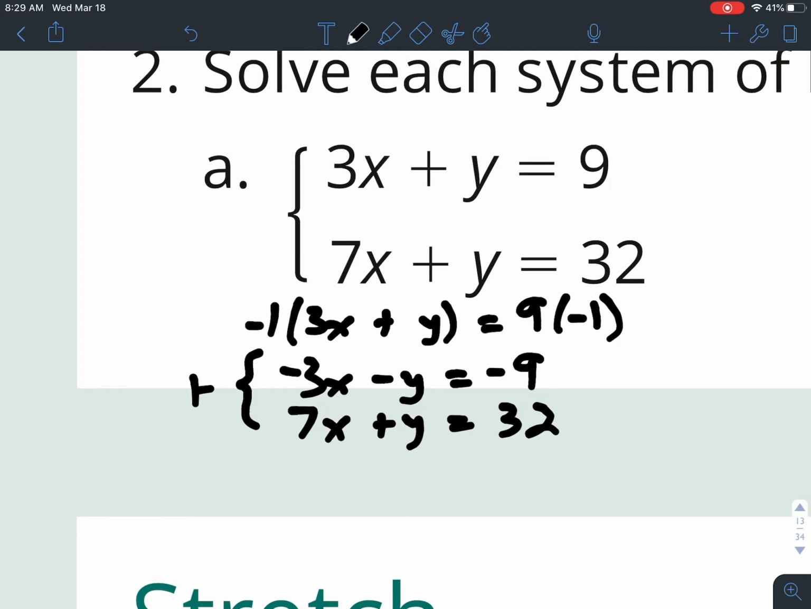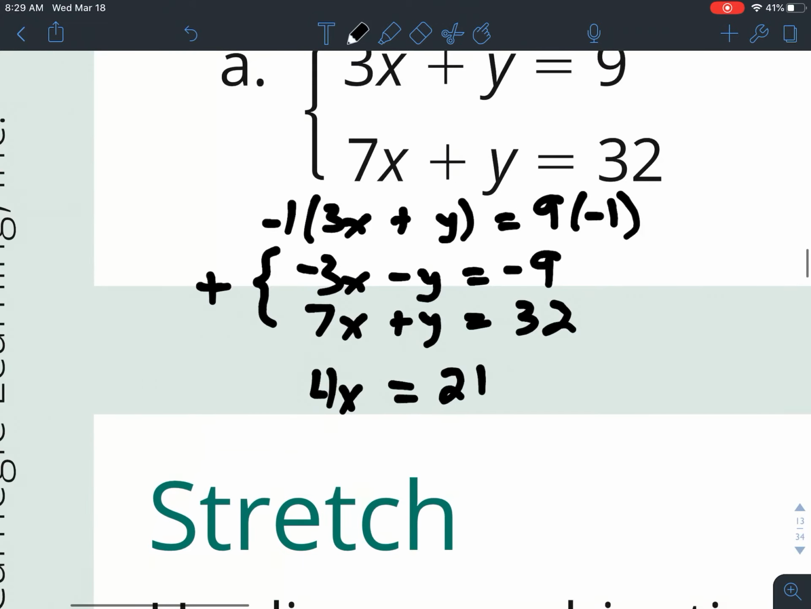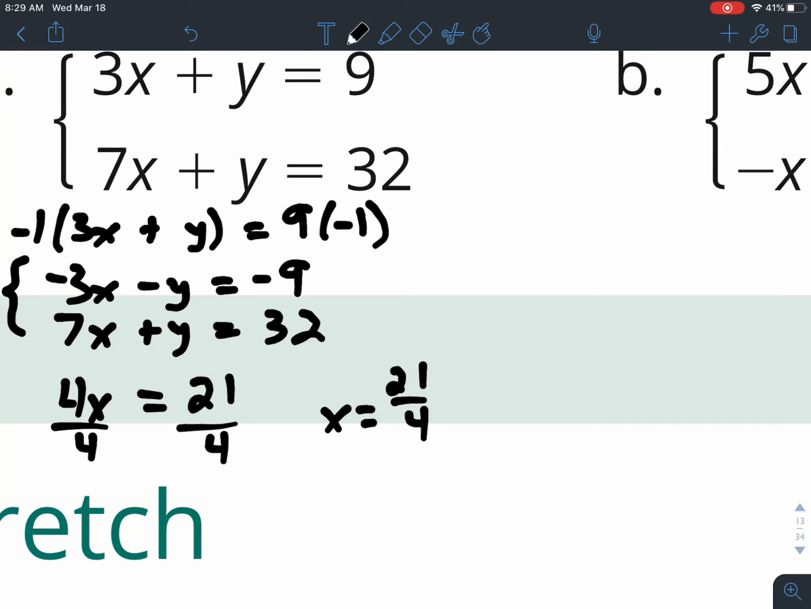We add them to eliminate, since the top one's negative. -3 plus 7x will end up giving us 4x. The y's cancel out. -9 plus 32 should give us 21. Now to solve this, we divide 4 on each side to get x by itself. X equals 21 over 4. Now we have to solve for y, so we're going to plug the value of x in.